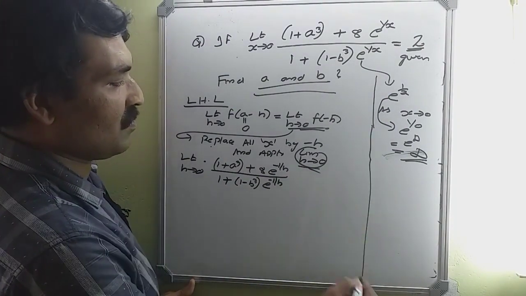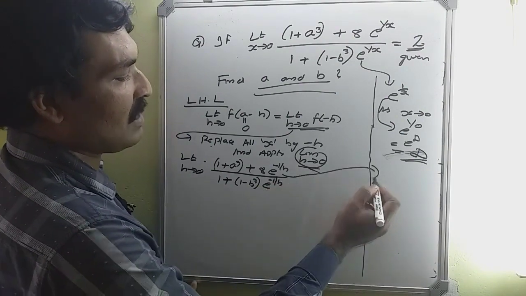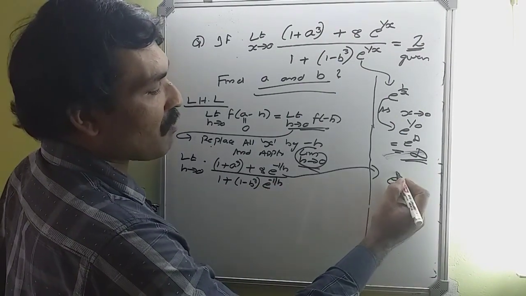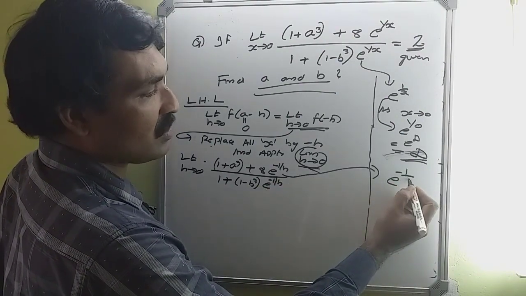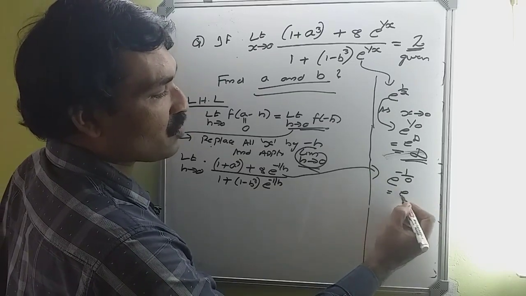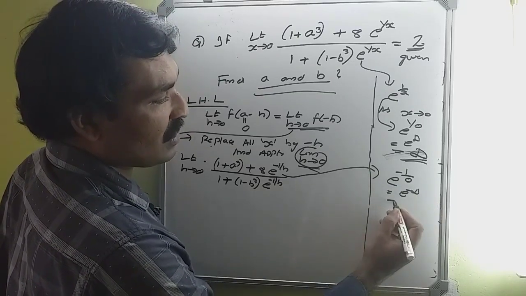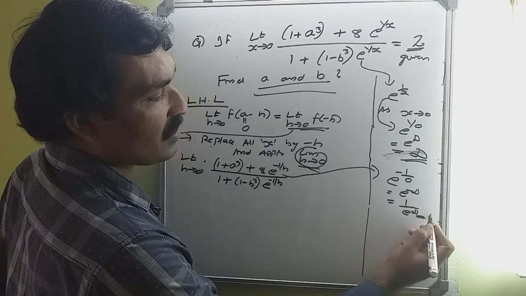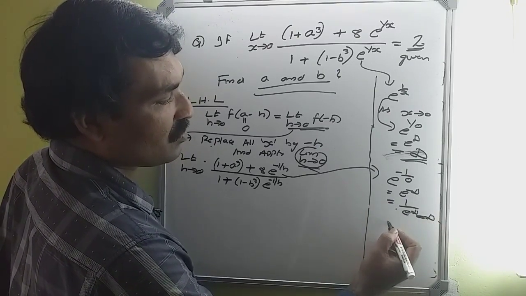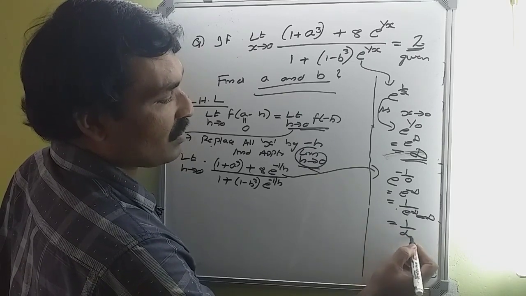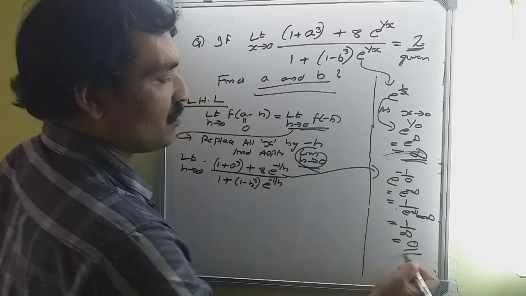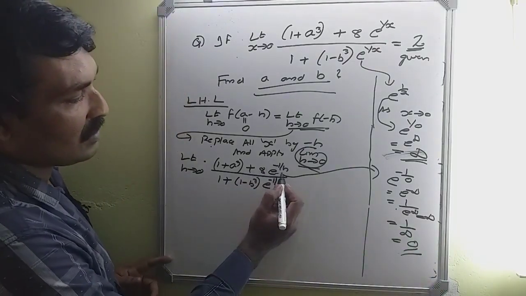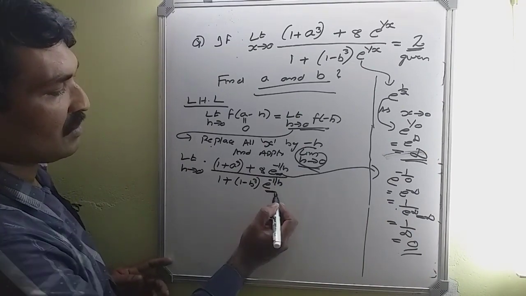Now, what is e raised to minus 1 by h? E raised to minus 1 by h is equal to e raised to minus infinity, which is equal to 1 by e raised to infinity. E raised to infinity is equal to infinity. So this is equal to 1 by infinity, which is equal to 0. So this term is equal to 0 and this term is equal to 0.